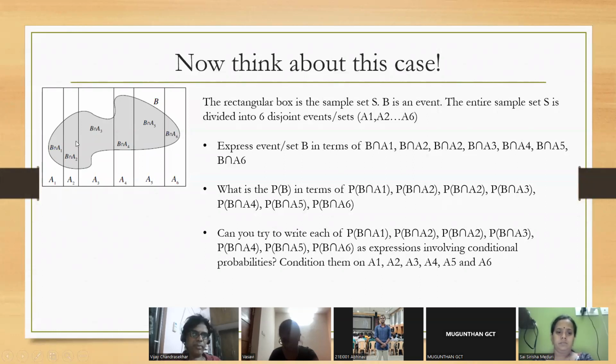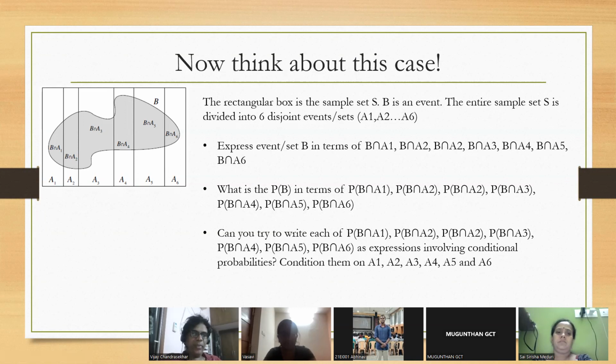The next question would be, if you look at this portion, can we say this area, I don't want to use the word area, but let's say this set, can we say this is B intersection A1? Why? Because the whole thing is B, this thing is A1, so we can say this is B intersection A1, B intersection A2, B intersection A3, B intersection A4, B intersection A5, and B intersection A6.